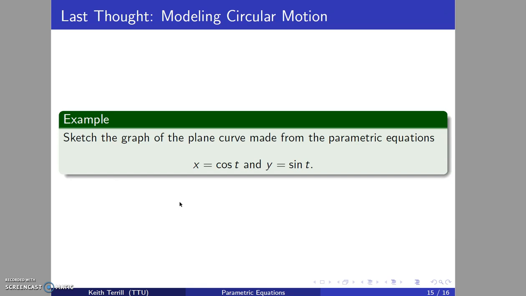We started the whole semester off with parametric equations. And now we get to end the semester with parametric equations. I guess you can say we've come full circle.